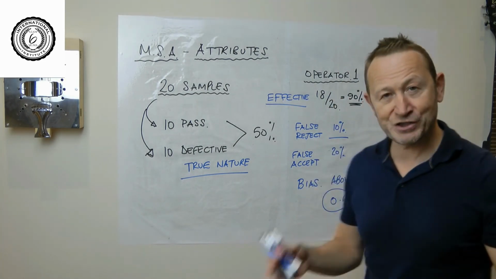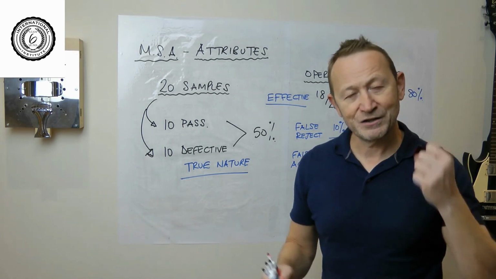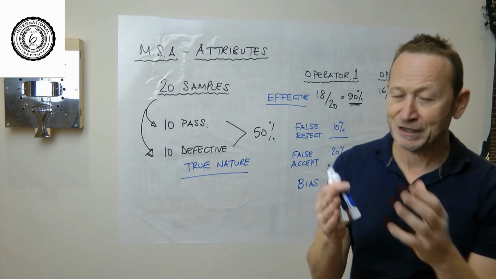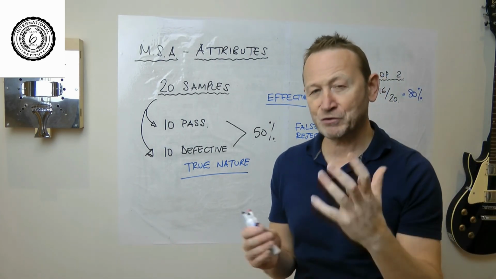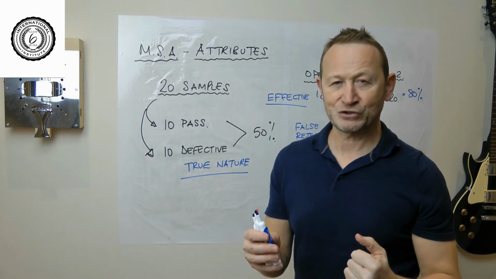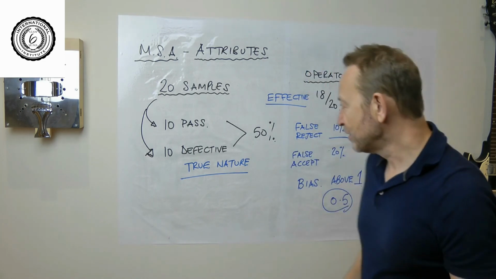So it's a very simple technique. The important point though is this 50-50 for the passes and the fails. If you get this wrong, you will bias the MSA and create false results.